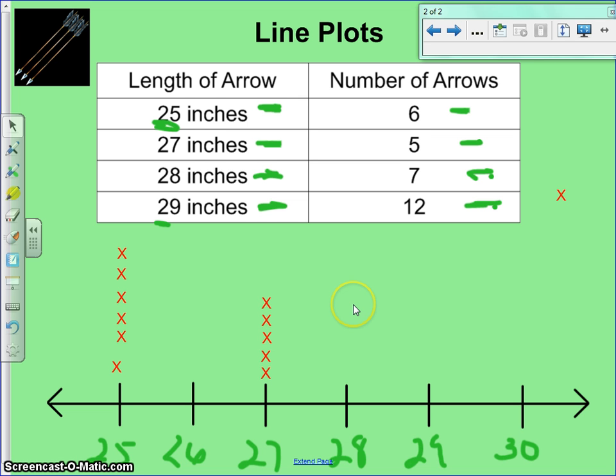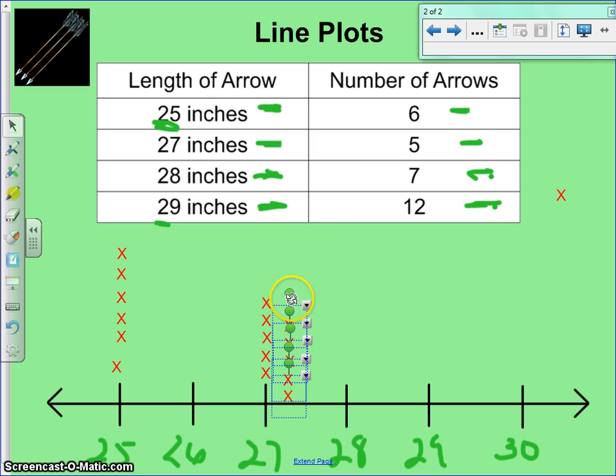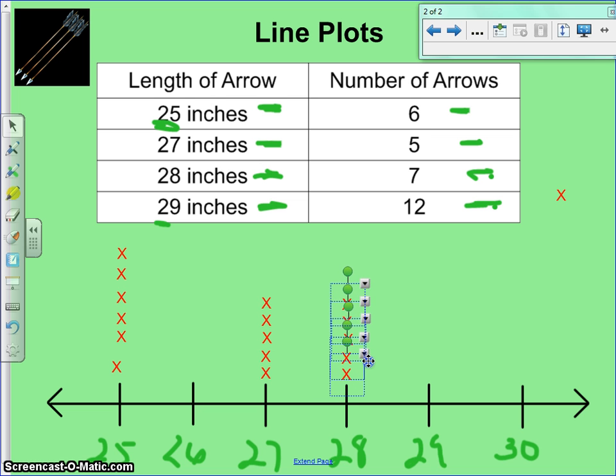Then I move down to 28 inches. It says that I have 7 of those. I'm going to cheat a little bit here. I'm going to go ahead and copy these. Let's clone them. So there's 5, and then 6, and 7.